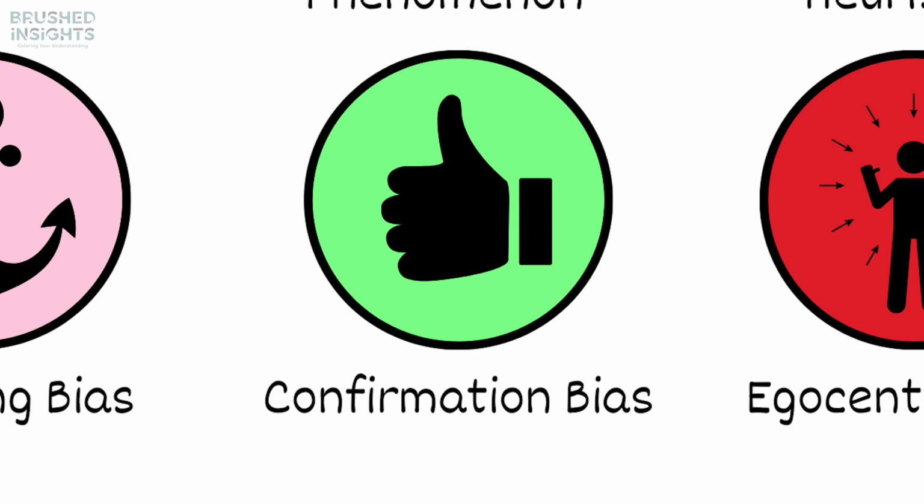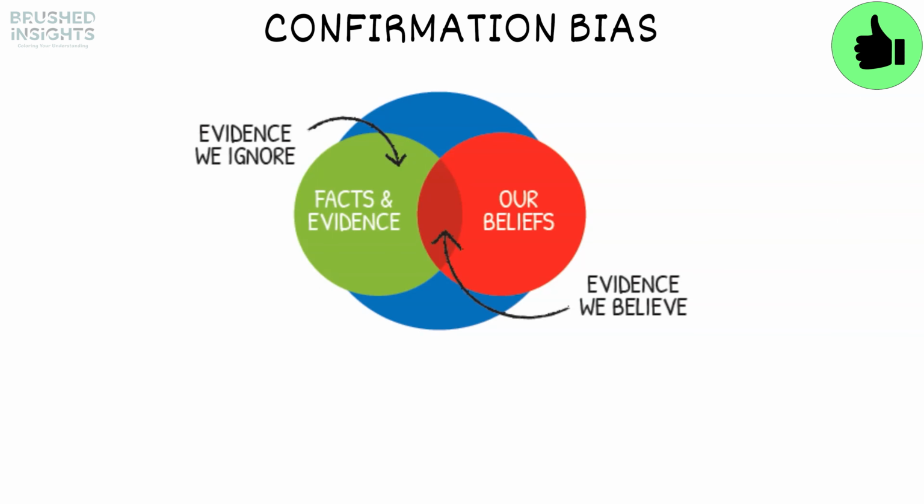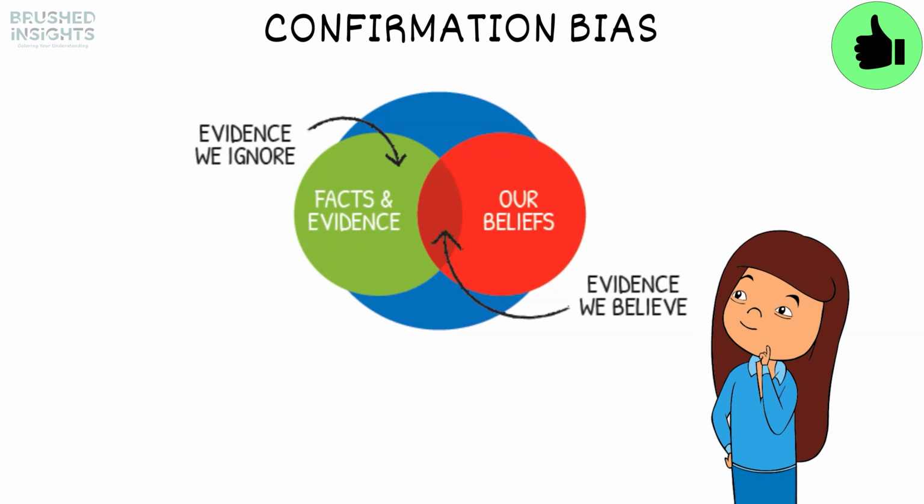Confirmation bias. Confirmation bias is the inclination to seek, interpret, prioritize, and recall information in a manner that aligns with one's existing beliefs or expectations.